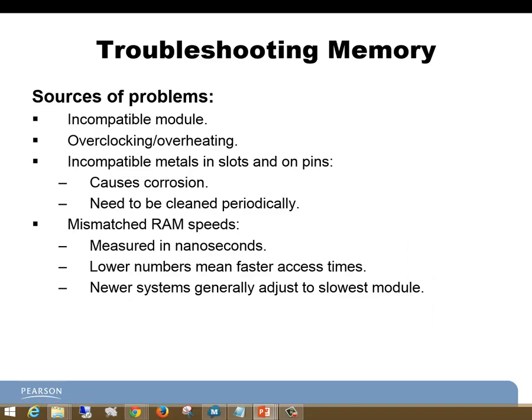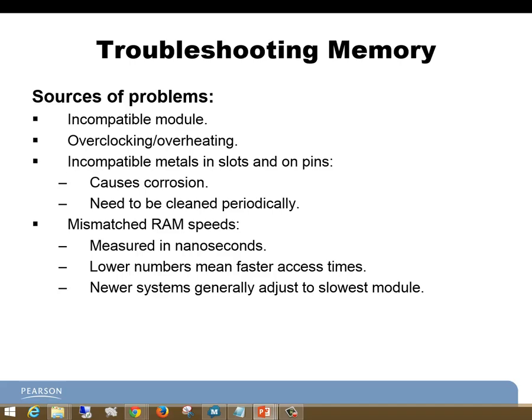So problems that happen with memory: incompatible modules, or if you overclock your machine and it gets too hot, the memory can get too hot as well. In fact, some of the companies now make memory that actually has heat sinks on it, so that if you're going to overclock your machine, you can cool the memory. I've also seen installations where you will put a fan above the memory or blowing directly on the memory to keep it cooler, because the faster you run electricity through it, the more heat it's going to generate.